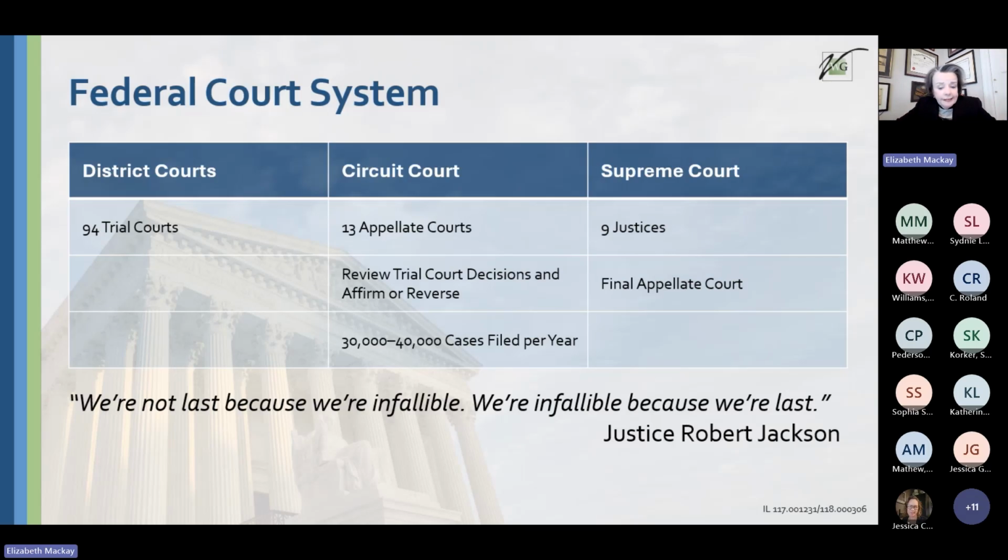That's the final opinion. And in a moment of rare humility for a Supreme Court justice, you see this quote from Justice Robert Jackson, who actually wrote this in an opinion. He said, "We're not final because we're infallible. We're infallible because we're final."